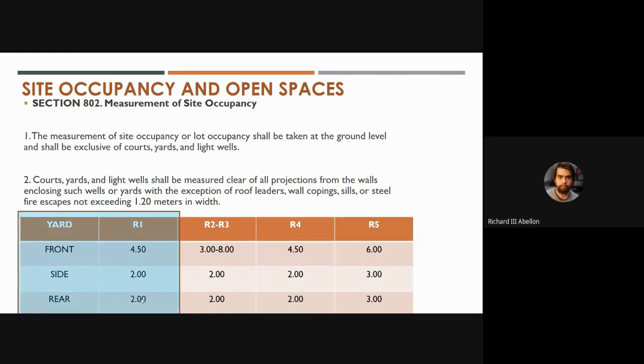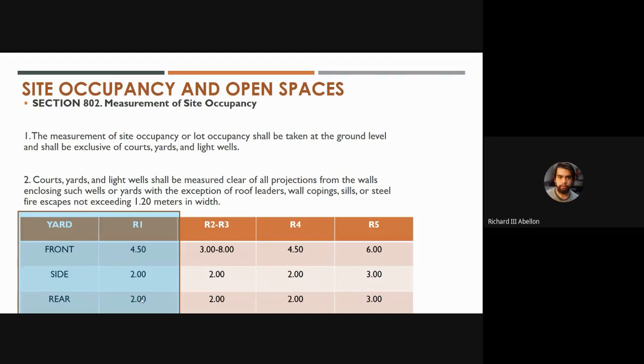Ayan siya. Ngayon, paano mo malalaman kung saan yung front? Okay? So, ang front, malalaman mo kung saan yung directly katapat ng main road. Kung saan yung katapat ng kalsada, yun yung front, front yard. And dun ka mag-measure ng 4.5. Okay? So, yun yung palatandaan kung paano malaman kung saan yung front yard, saan yung side, saan yung rear.